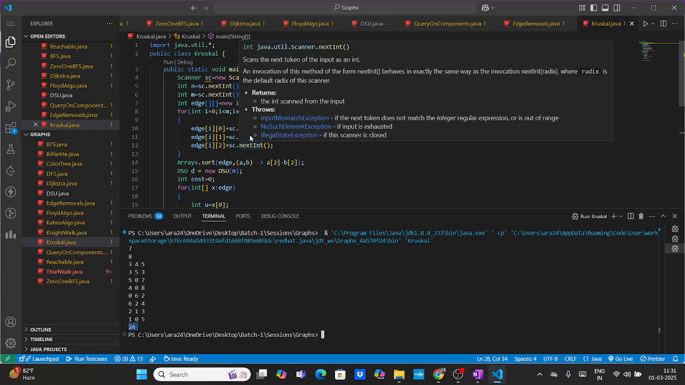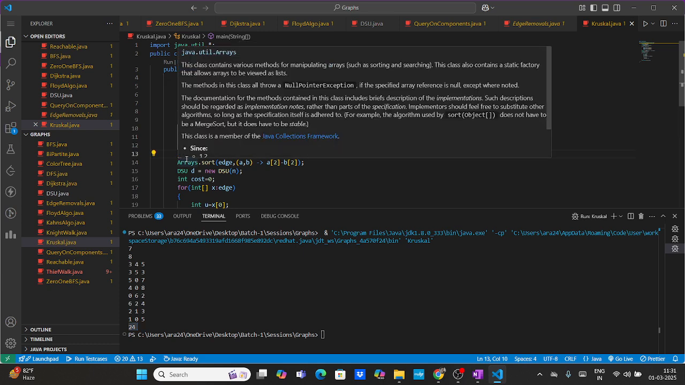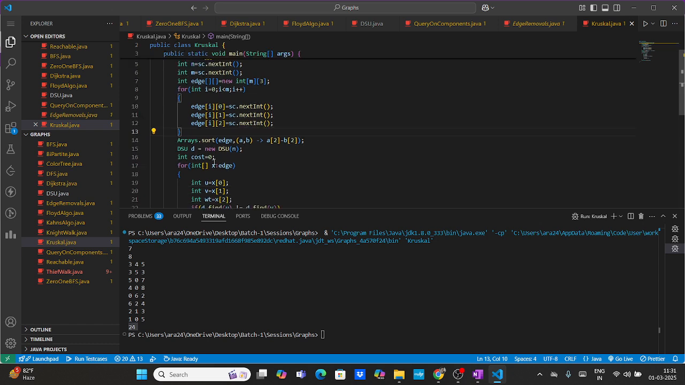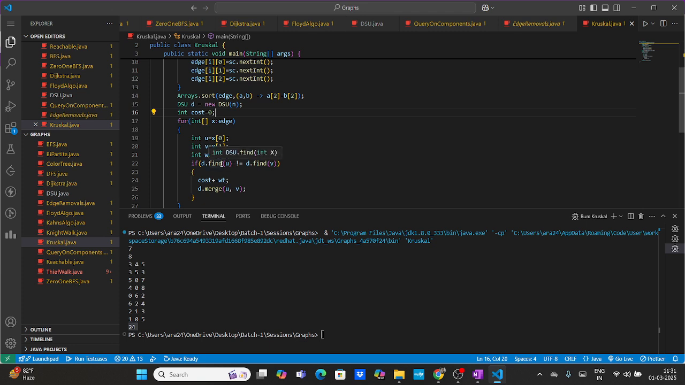Now they might ask you whether every time a spanning tree is possible or not. So what will you do in that case? How to know whether a spanning tree has been successfully formed or not? If a spanning tree has been formed, can I say there will be n minus 1 edges for sure?